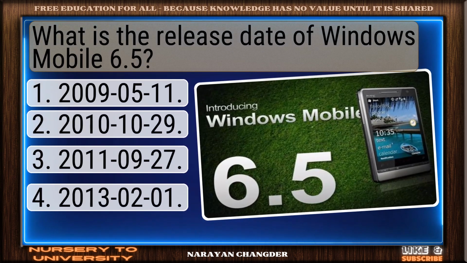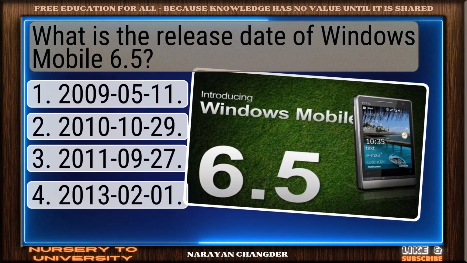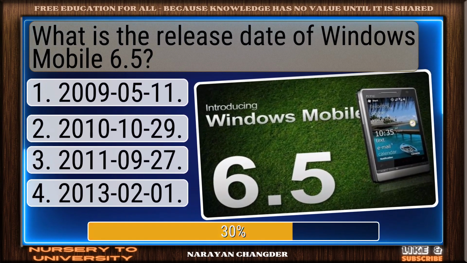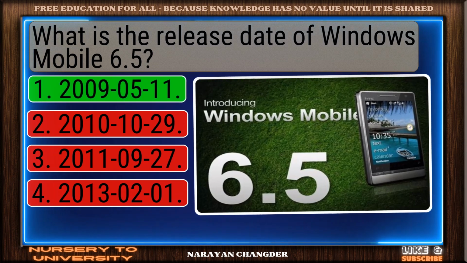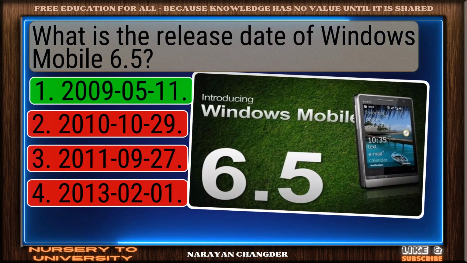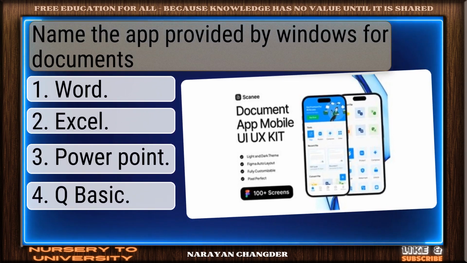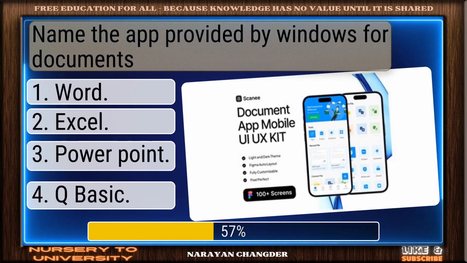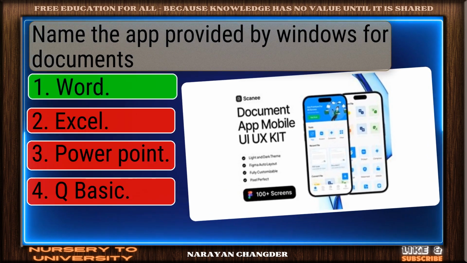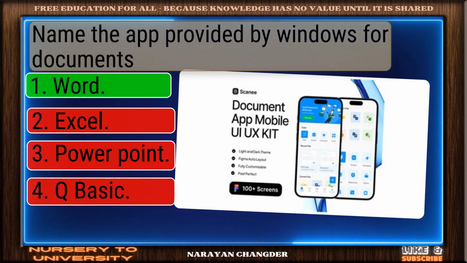Question number 13. What is the release date of Windows Mobile 6.5? Smart pick. 2009-05-11 is the correct choice. Question number 14. Name the app provided by Windows for documents. On track. Word is the correct answer.